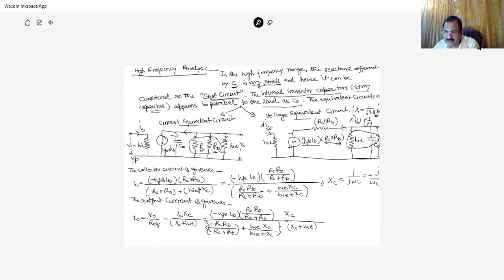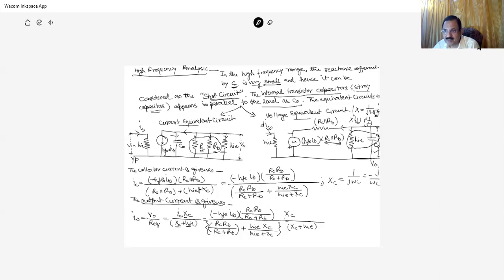And the output current is given. Output current from the given circuit is I0, which is V0 upon the equivalent circuit. What is V0? Output voltage. That is the potential drop across the output impedance. Capacitive impedance XC. This is the capacitive impedance. So XC plus HC is the total impedance for the output. That is V0 for the output.